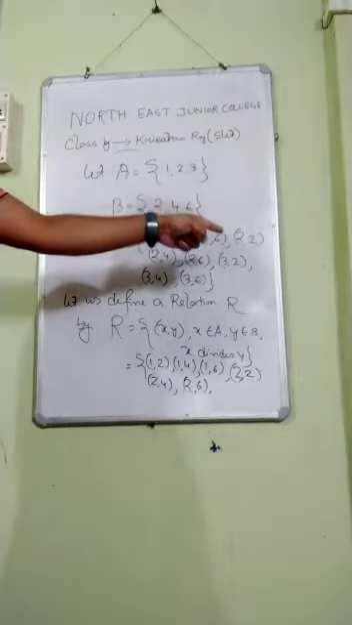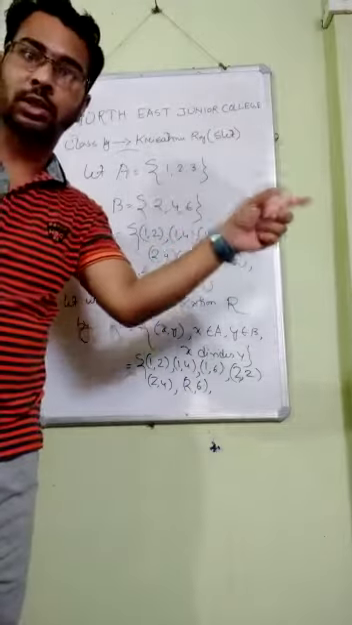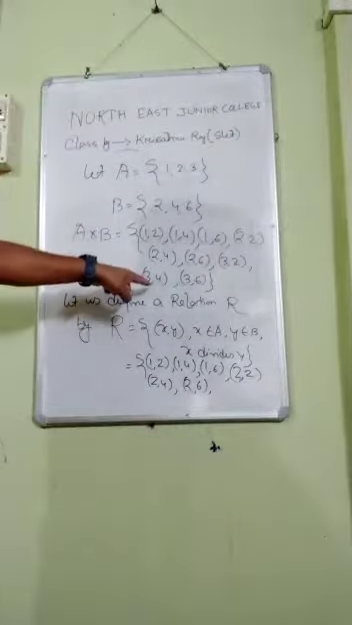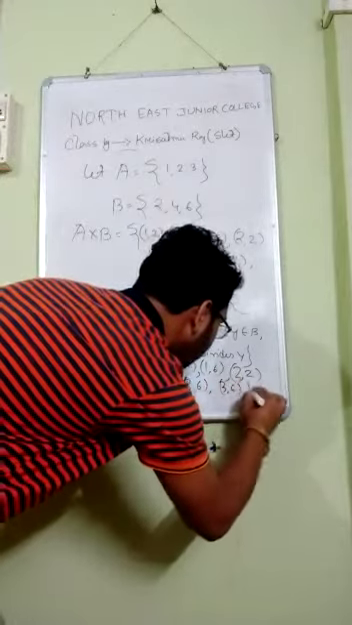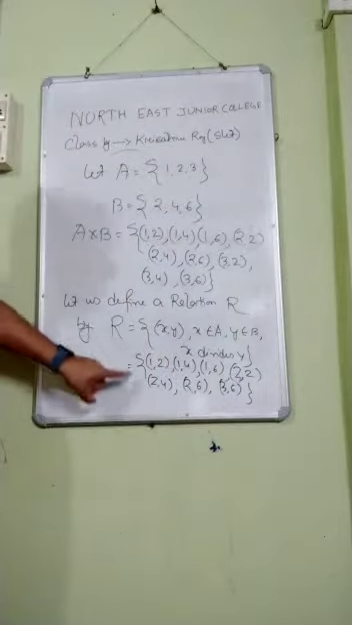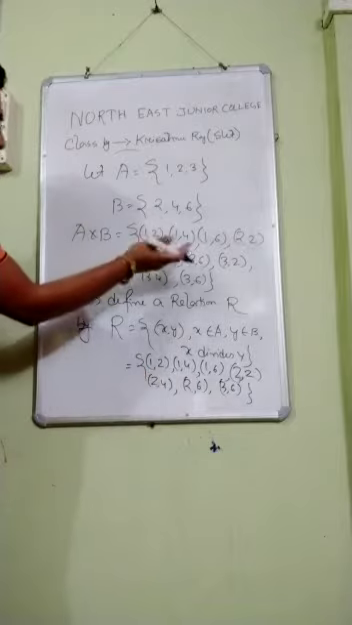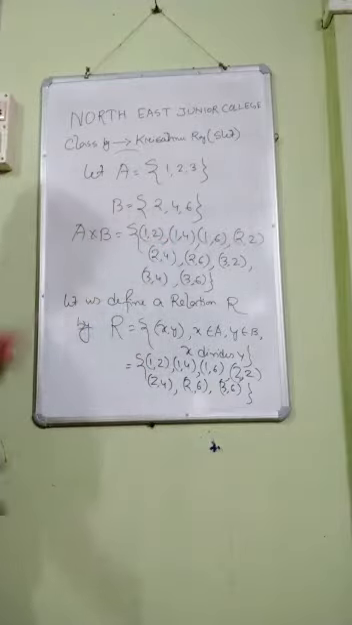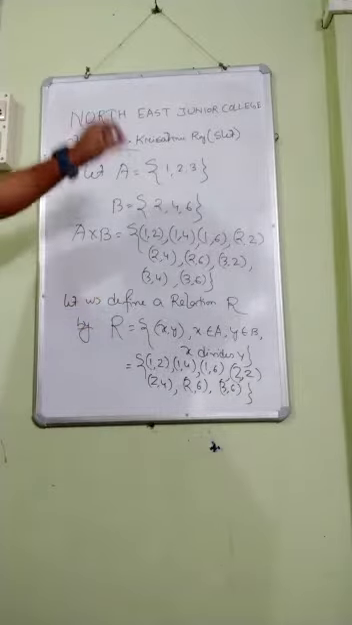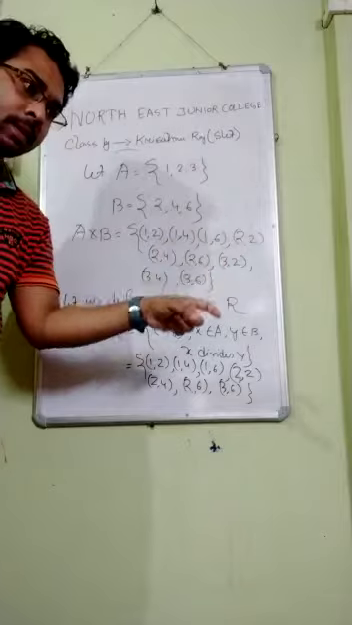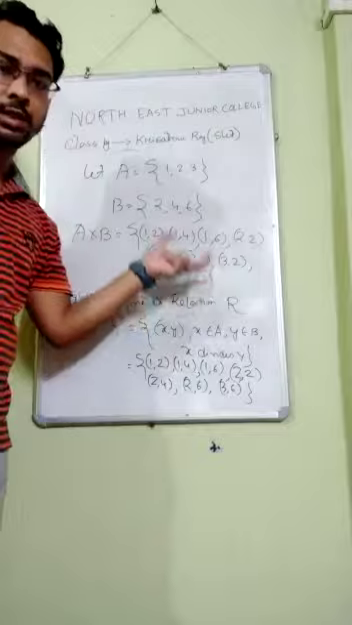3 divides 2? No, 3 cannot divide 2. We need a proper division, not a fractional division. 3 divides 4? No. 3 divides 6? Yes, so this ordered pair will come. So this is my respective relation. Every element of R is in A cross B. Thus we see that R is a subset of A cross B. Simply this is the concept of relation, with an example of relation.